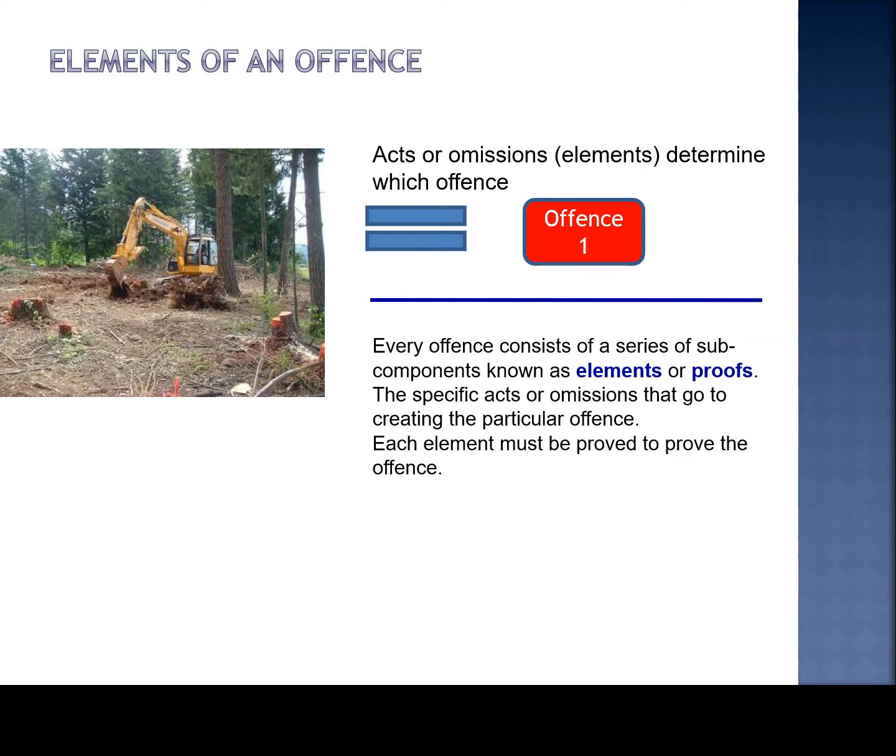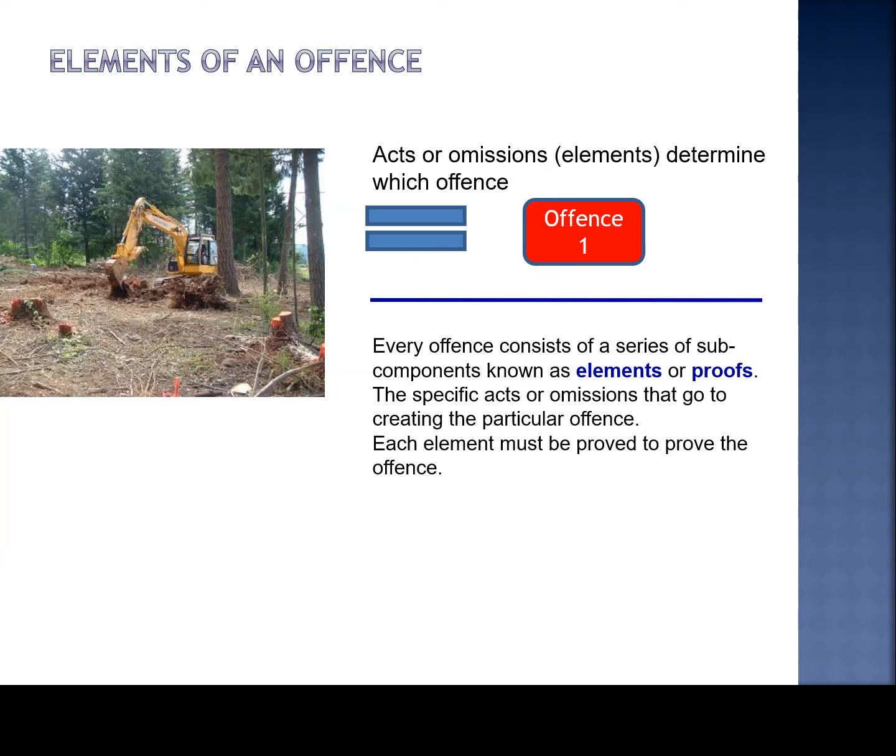So every offence consists of a series of subcomponents known as elements or proofs. The elements are the specific acts or omissions that go to creating a particular offence. There are different types of elements, and we're going to talk about those in a moment, but the component parts of the offence are made up of those elements. The primary element is the act or omission that goes to creating the particular offence. Each element must be proven in order to prove the offence.